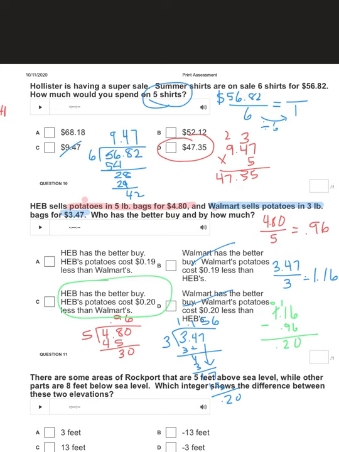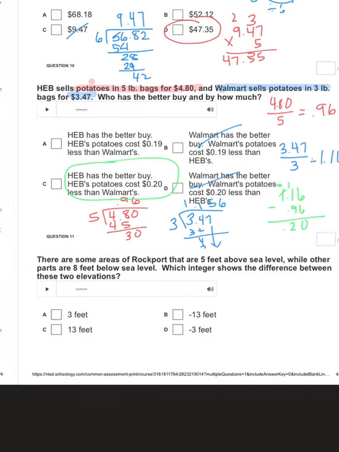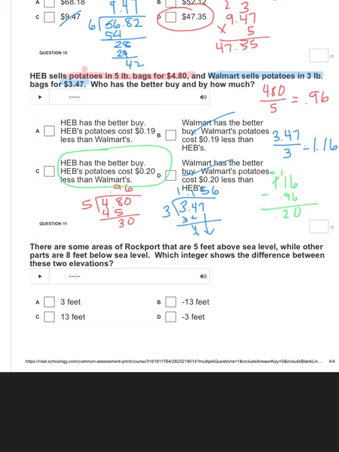Now for the last question. And this last question has been on previous tests, but we seem to keep missing it for some reason. So let's see. There are some areas of Rockport that are 5 feet above sea level, while other parts are 8 feet below sea level. Which integer shows the difference between these two elevations? So you have sea level is 0. Some areas are 5 feet above. So here's 5 feet above. Some areas are 8 feet below.